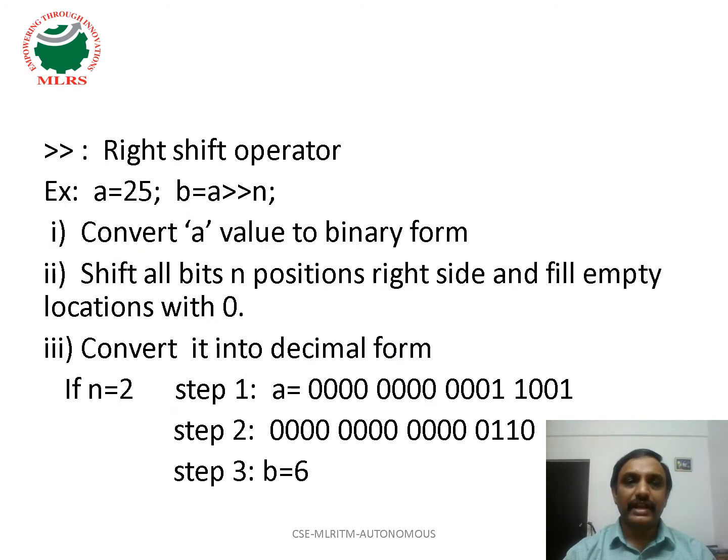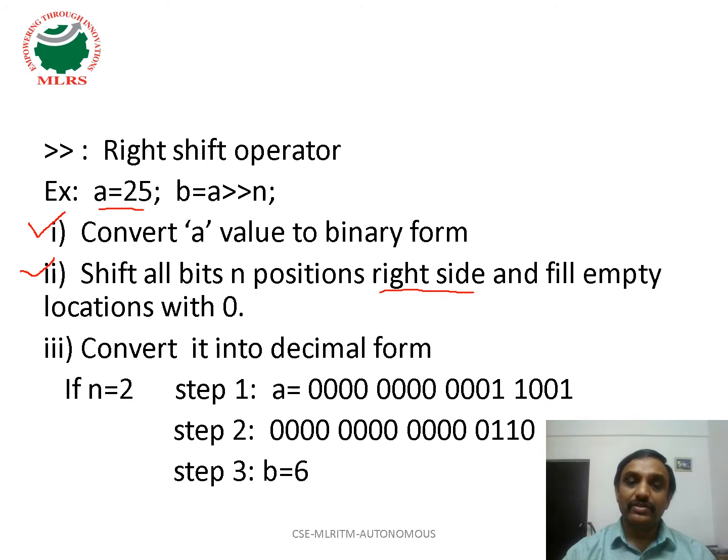Next operator is the right shift operator. So now see the example. Here also the a value is 25. In the case of the right shift operator, the first step is to convert a to the binary form, which is similar to the first step in the left shift operator. Next, in the second step, you have to shift bits n positions to the right side and fill the empty locations with 0.